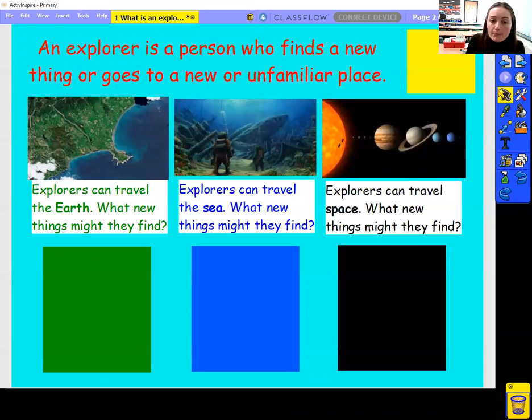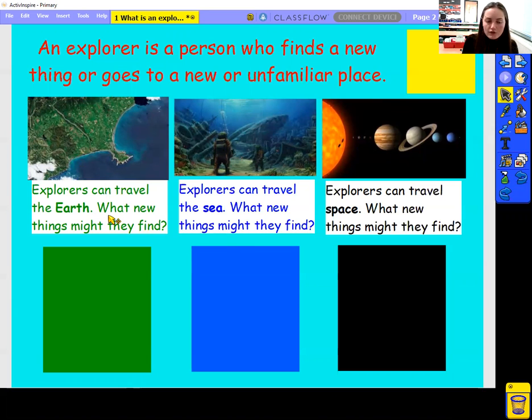An explorer is a person. Well done if you got that right. They're a person that finds a new thing or goes to a new or unfamiliar place, so somewhere that nobody has been before or very few people have been to before. There are lots of different places that you can explore. Some explorers can travel the Earth, our planet.